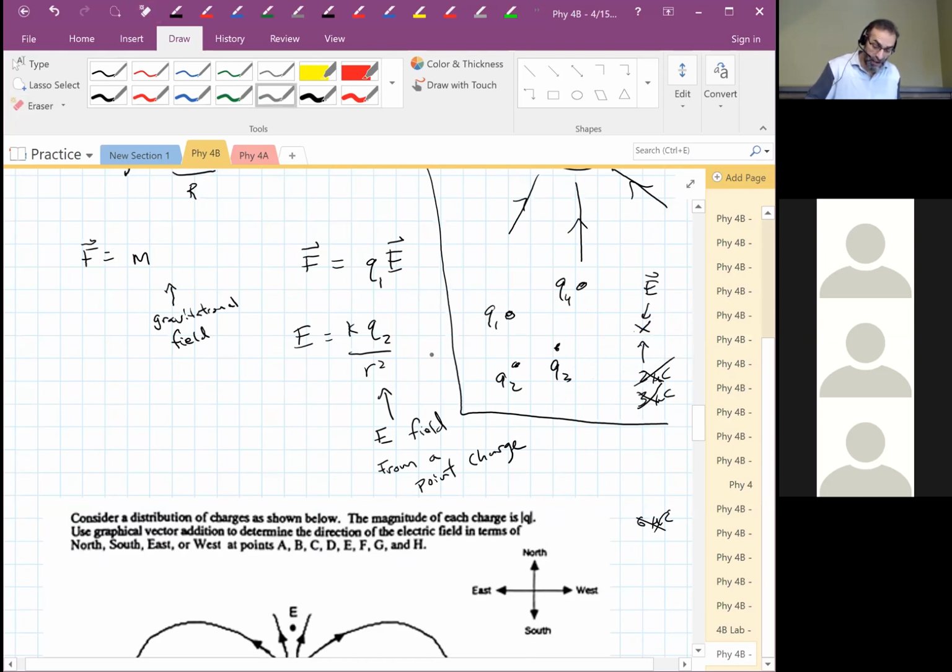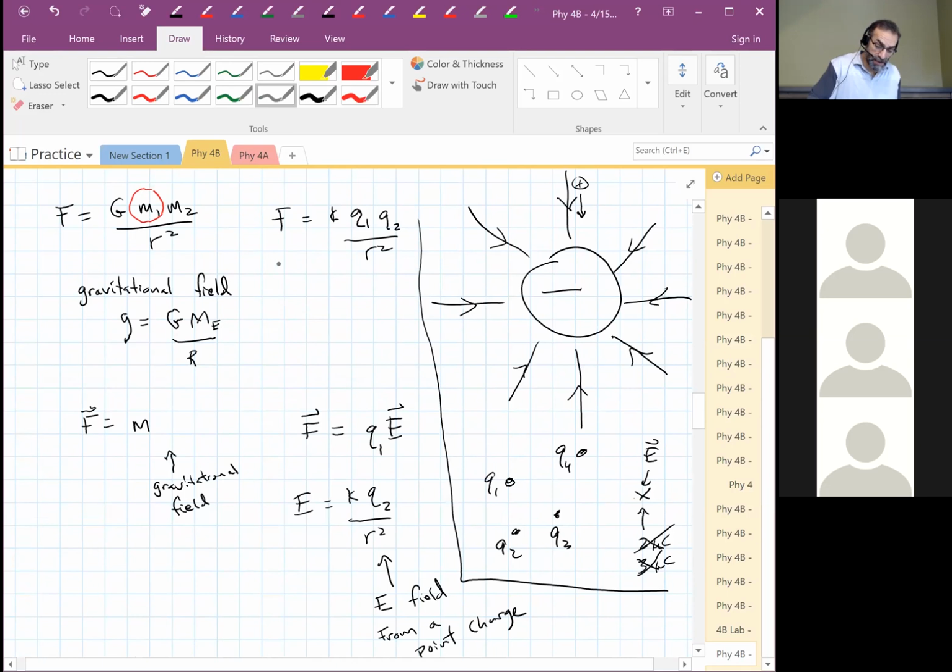This equation over here is for one point charge. So I took this equation and I said, my field, Q2 is the one that's fixed, okay? That's creating an electric field at the location of Q1. That's why I have a 1 and a 2 here.